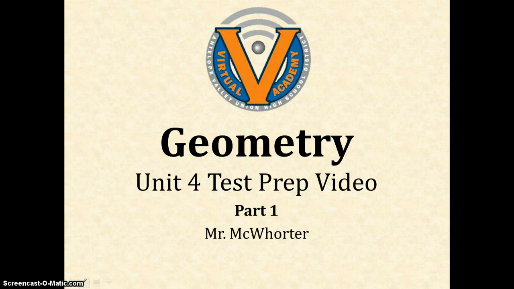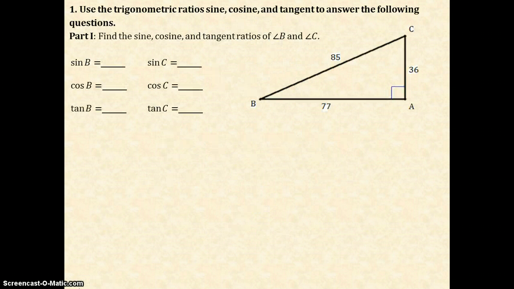This is the Geometry Unit 4 Test Prep video, Part 1. First, we're going to use the trig ratios, sine, cosine, and tangent, to answer the following questions. We need to find the sine, cosine, and tangent for angles B and C.